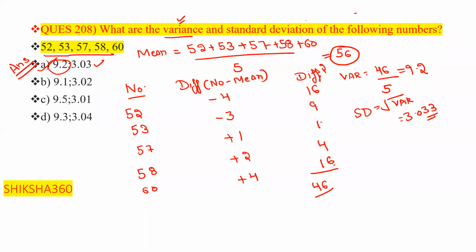Clear? Now move to the next question, question number 209. Hope this question is clear to all of you. Here they are asking what is the variance and standard deviation. First of all, they have given the 5 numbers. We have to calculate the mean of that. After that, we write the numbers and calculate the difference between the numbers. Next step is to square the differences. In the end, variance is calculated as the sum of squared differences upon number of data. Standard deviation is equal to the square root of variance.